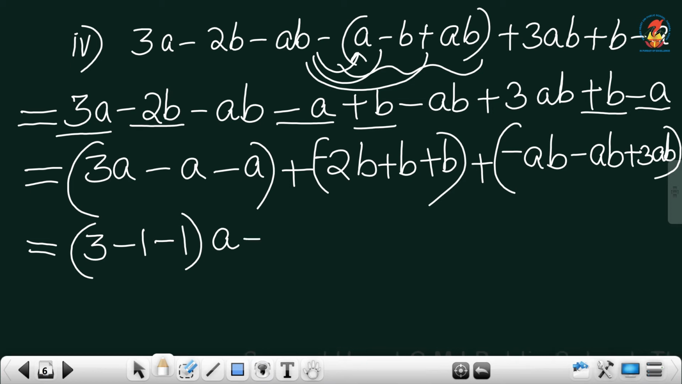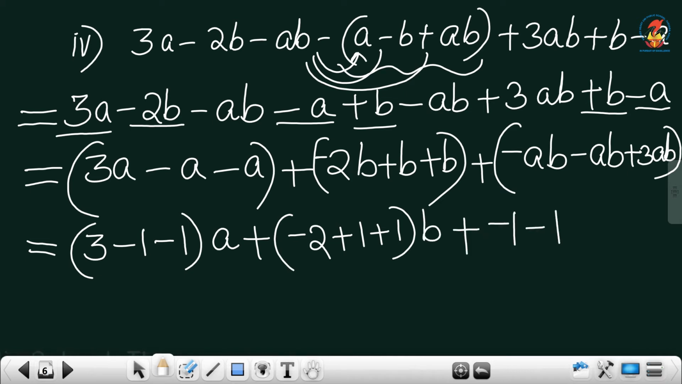Okay. Now from the next group, negative 2 is the numerical coefficient, plus 1. What is the numerical coefficient here? Plus 1, and write the variable outside. Plus again the numerical coefficient is 1, minus 1 plus 3, and write the variable this way. Okay children, it is easy to solve the answer.